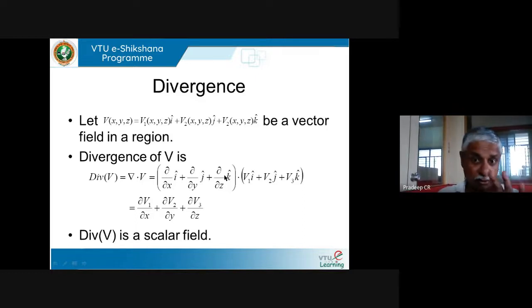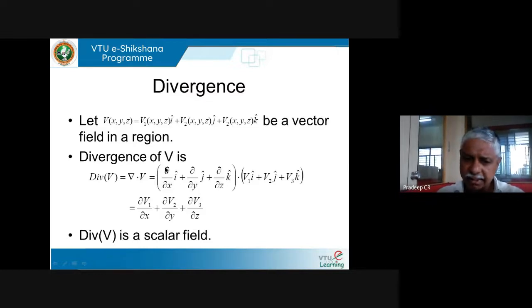Just follow the definition, don't see the whole slide at one go. Nabla dot V is divergence. You can ask me, sir, nabla is not a vector, how can you take a dot product? Doesn't matter, it's a vector operator. It's like a vector, but not really a vector. V1, V2, V3 are numbers at every point. If I take the dot product, I multiply the i component of this and the i component of this, plus the j component into the j component, plus the k component into the k component.